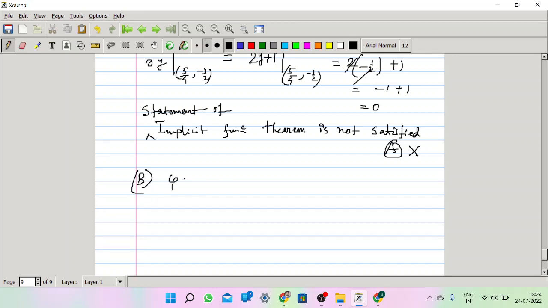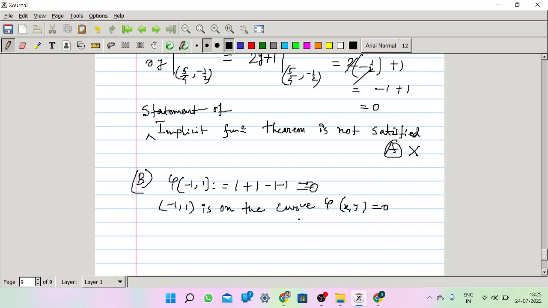So phi at minus 1 comma 1 is 1 squared, is 1, plus 1 minus 1 minus 1, that is 0. So the first statement of the implicit function theorem is satisfied. Now that means minus 1 comma 1 is on the curve phi xy equal to 0.